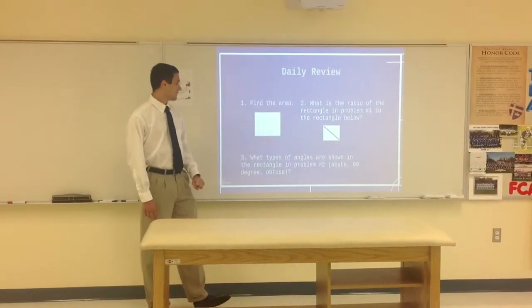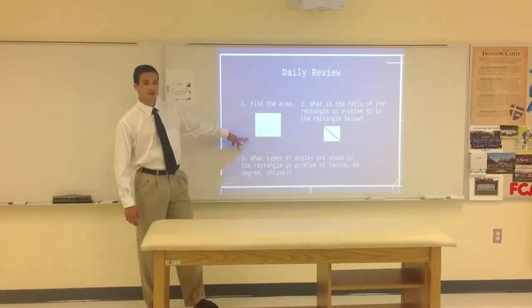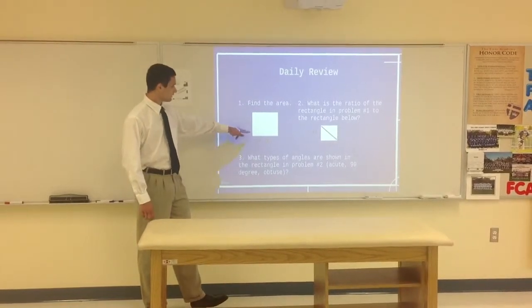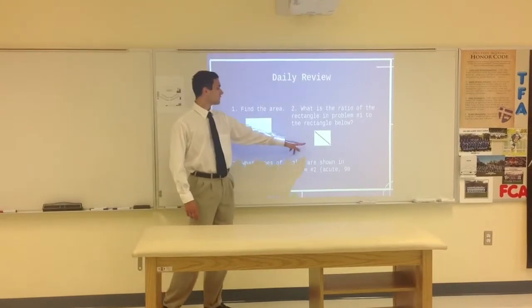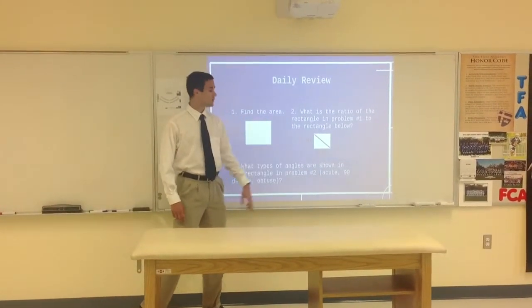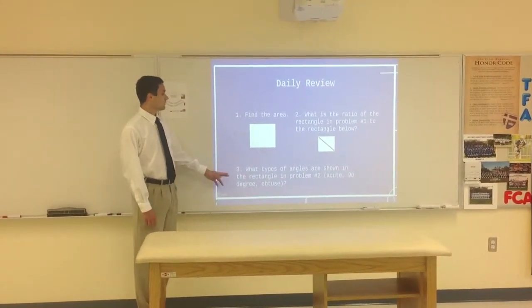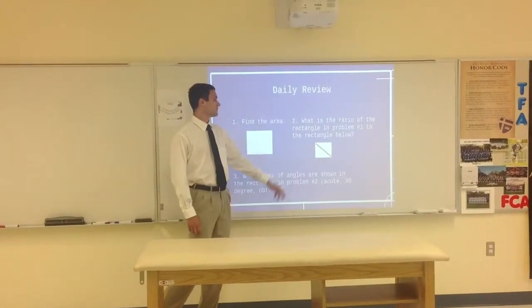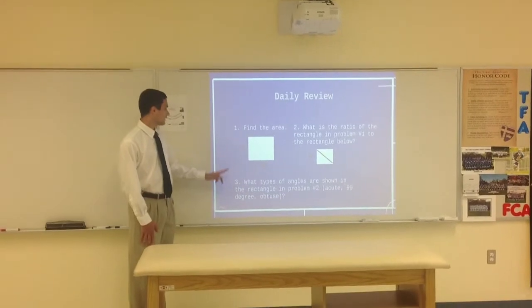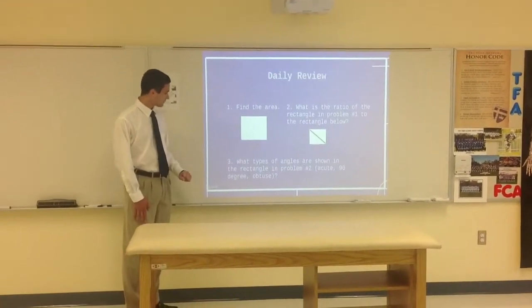The quicker way to do that would be to look at the shortest side of the rectangles. The shortest side over here is 2 inches. The same side of the rectangle over here is 1 inch. So, the 2 inches to 1 inch cannot be simplified anymore. So, that would be the quicker way to do it.